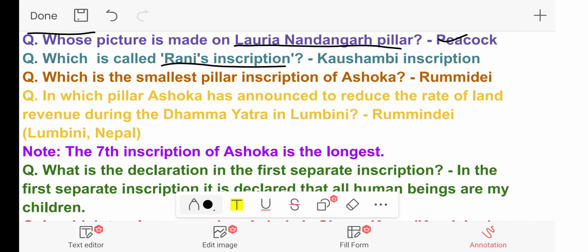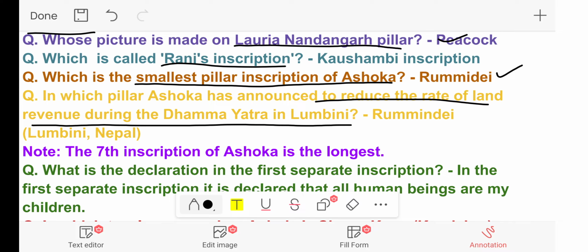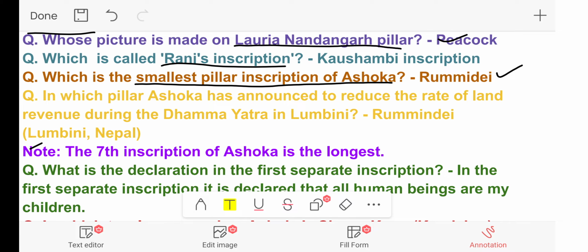Next, which is the smallest pillar inscription of Ashoka? So the answer is Rumedi. Next, in which pillar has Ashoka announced to reduce the rate of land revenue during Dhammayatra in Lumbini? The answer is Rumedi, which is in Lumbini, and Lumbini itself is in Nepal. Note, the seventh inscription of Ashoka is the longest inscription.